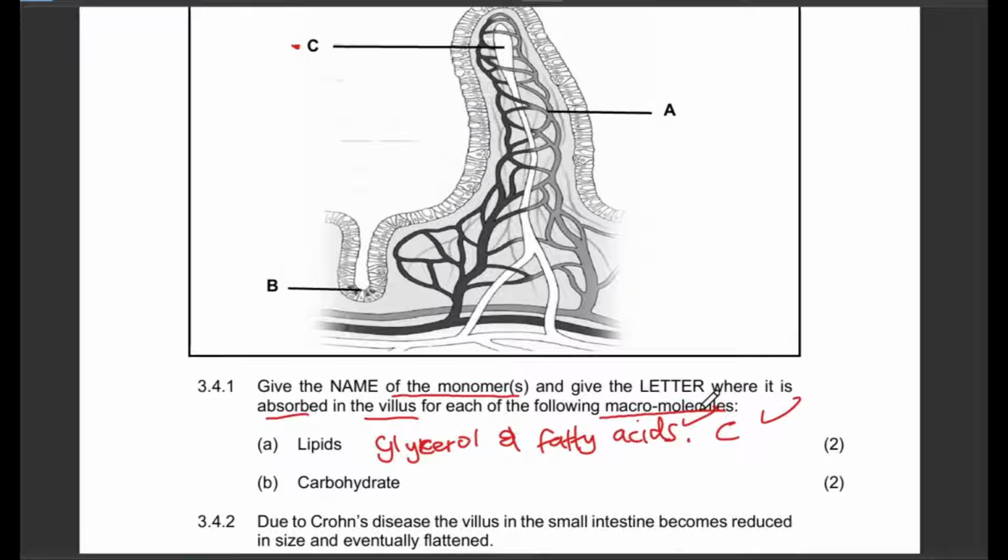For carbohydrates, the monomer will be monosaccharides or glucose. So the most correct one is glucose, but if you said monosaccharides, that's also fine, and the letter will be A.